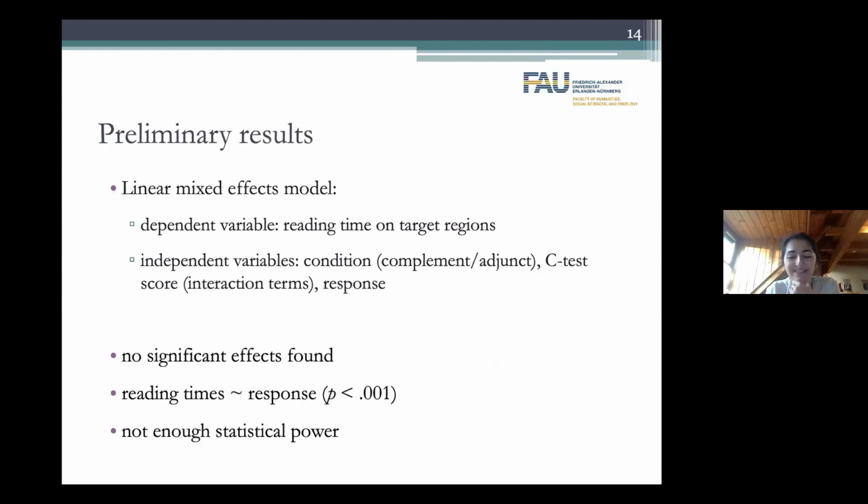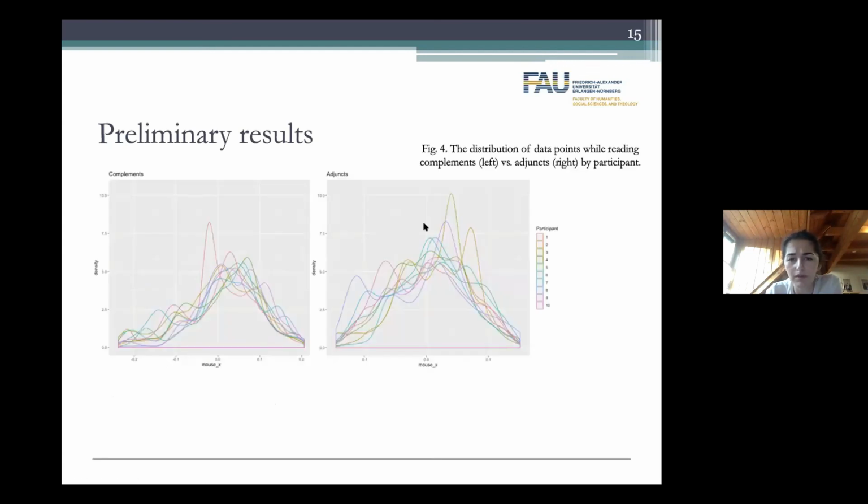Unfortunately, no significant effects have been found, apart from the significant association between reading times and the response, in the sense that the more correct answers participants gave in their grammaticality judgment task, the shorter their reading times, which is logical. And obviously there has been not enough statistical power. In spite of the results, I am certainly still going to continue the study, and to explain the reason, we'll have to go back to the graphs.